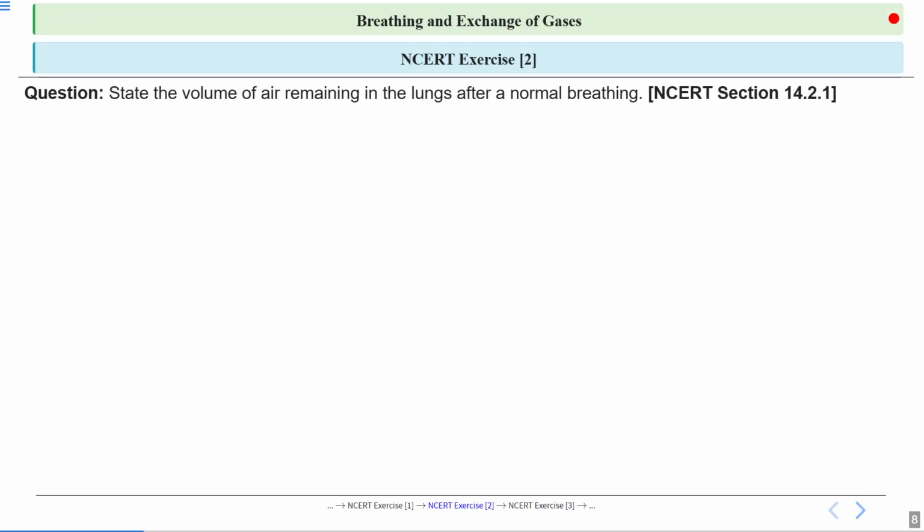So we have completed the first question. Now let us move to question number 2. State the volume of air remaining in the lungs after normal breathing. So what volume of air remains when you are doing normal breathing? This question is again coming from the same section, NCERT section 4.2.1. Let us see the answer of this.